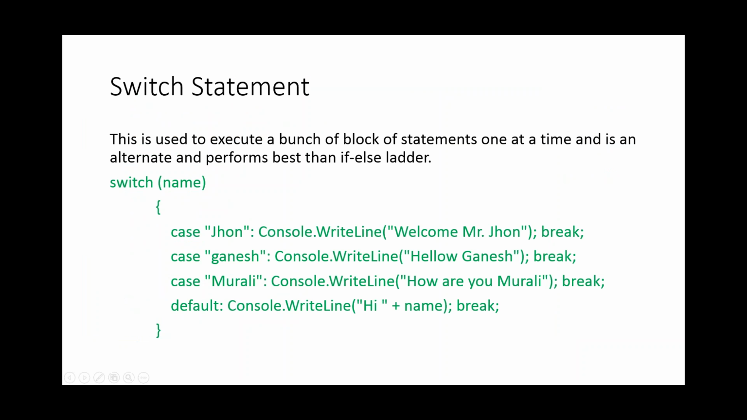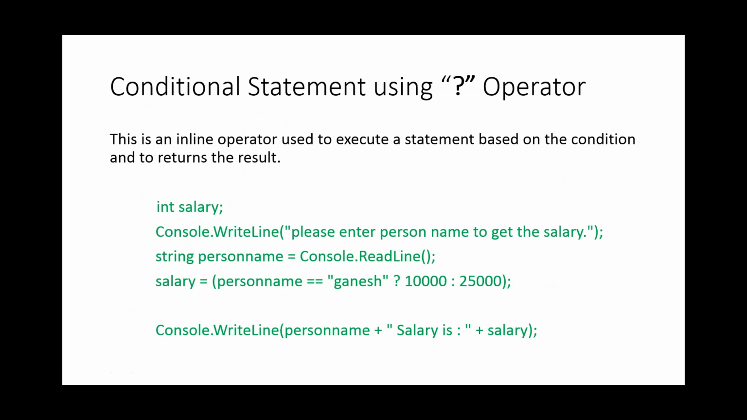Now we'll see the conditional statement using the question mark operator. This is an inline operator used to execute a statement based on a condition and to return the result. If you see in this program, if the name is Ganesh, I want to return his salary as 10,000 rupees. If not, I want to return 25,000. So if you want to execute some statements based on a condition and return some values, you use this inline conditional statement. We call it the inline conditional statement.